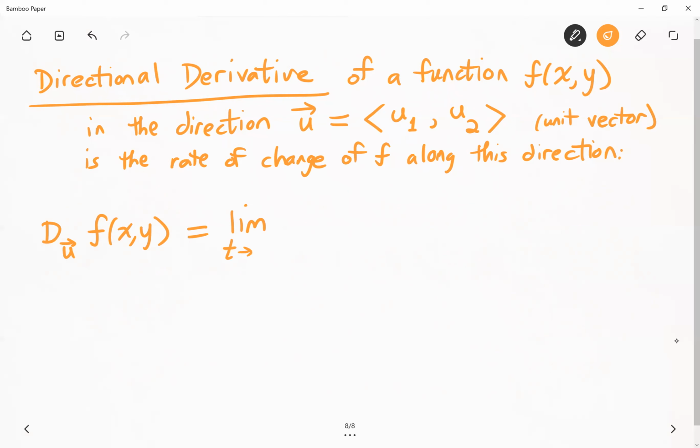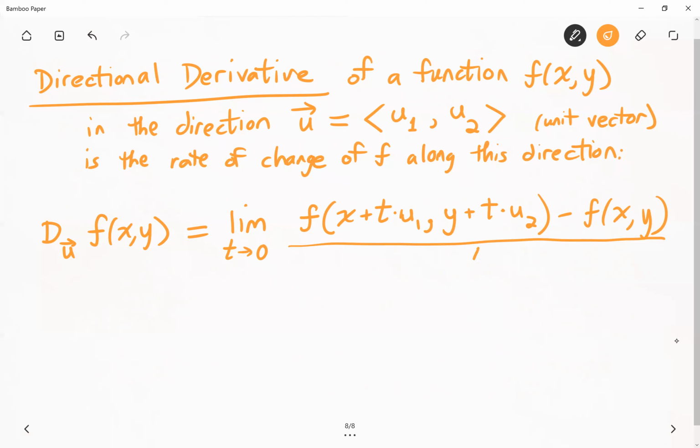I'm going to be a little bit odd and say the limit as t goes to 0 of f of x plus t times u1, and I'll draw a picture explaining this in just a moment, comma, y plus t times u2, close parentheses, minus f of xy, all divided by t.